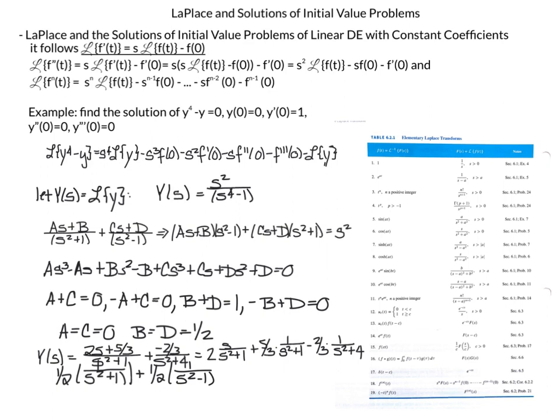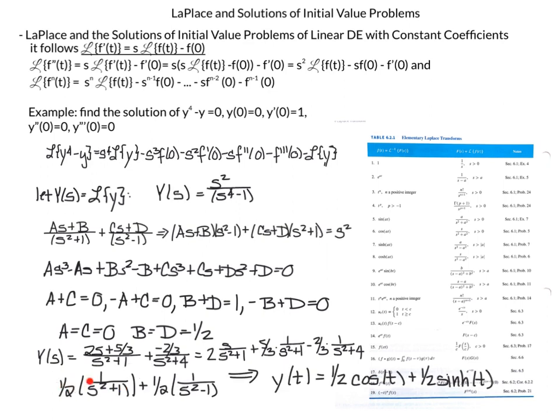And looking this up on our table, we have our 1/2 and s squared plus 1, that's our cosine again, where a is equal to 1. So we have cosine of t, and our s squared minus 1 over here, that's our sinh, where sinh of at, where a is equal to 1. So we have 1/2 sinh of t. And this is our solution.